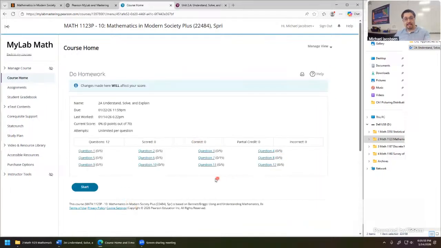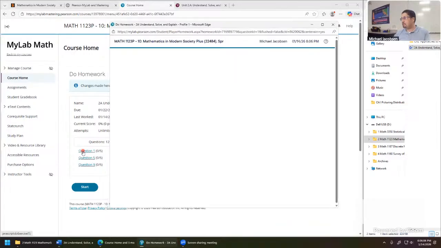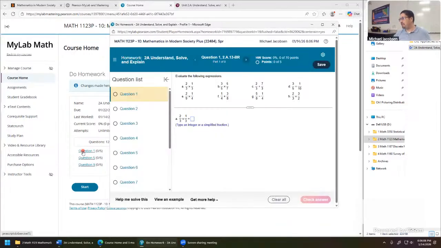You can do them in really any order, but I think for the best experience, clicking on question 1 and going problem to problem is probably a wiser thing to do. So if you click on question 1, here's what it looks like once it finally loads in. The problem is pretty similar to the ones that we're doing in the course notes.